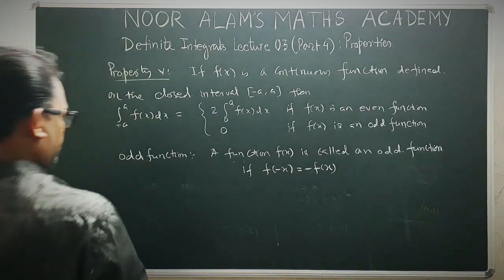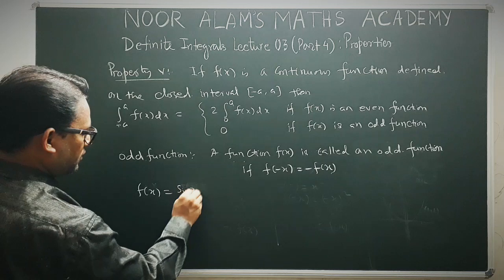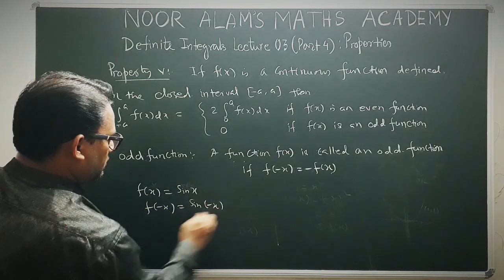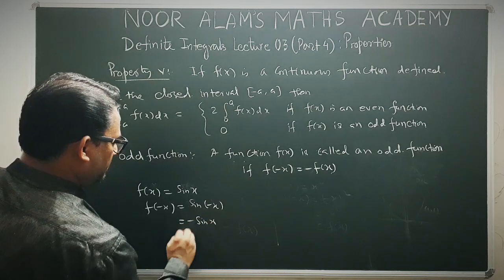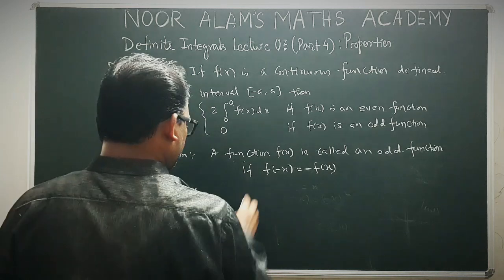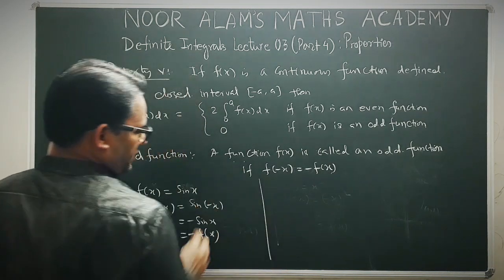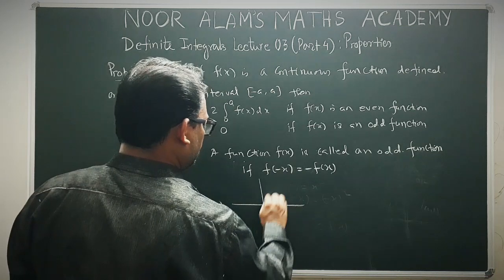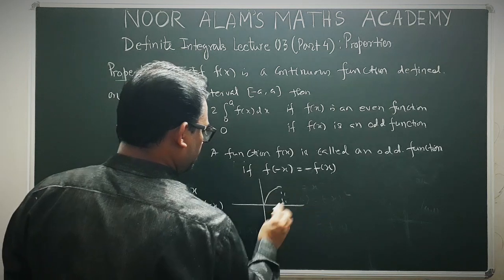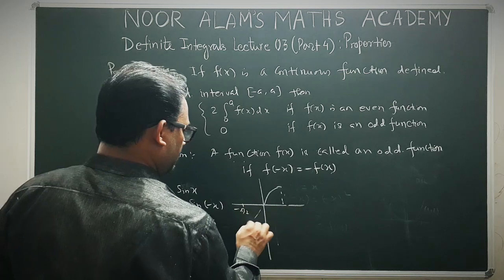Now what does it say? I'm taking one example, f(x) equal to sin x. If you replace x by minus x, you get sin(-x), which is equal to minus sin x, that means minus f(x). Now if you see the graph of sin x from minus pi by 2 to plus pi by 2, at the point pi by 2 the value is maximum, and at minus pi by 2 the value is minus 1.